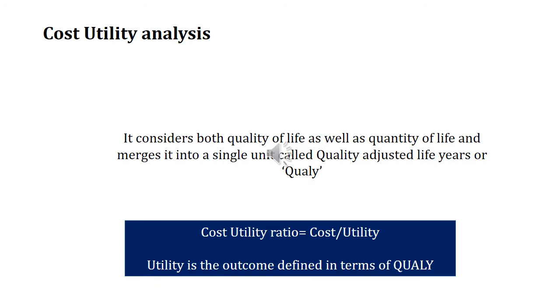This type of analysis considers both quality as well as quantity of life and merges it into a single unit called quality adjusted life years, or QALY. So here it is not just an increase in lifespan, but whether that lifespan has quality, that is also measured. So when you have to choose a drug based on this method, you will use the formula cost utility analysis is equals to cost upon utility. So this utility here is defined in terms of quality adjusted life years, or QALY.